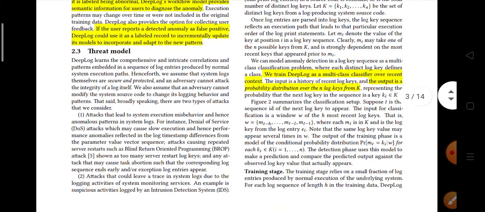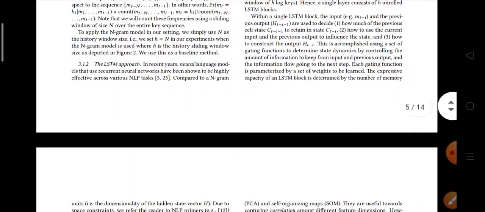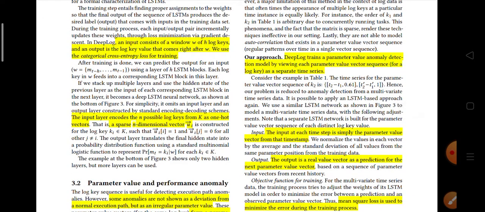So that kind of variable length can be dealt with by an LSTM. Again, it will predict the next vector, same logic as in the log key. Suppose you are giving the sequence of the first two parameter vectors. Using those vectors, it predicts the third vector. The input at each time step is simply the parameter value vector from that time step. Output is the real-valued vector as a prediction for the next parameter vector. Correct?